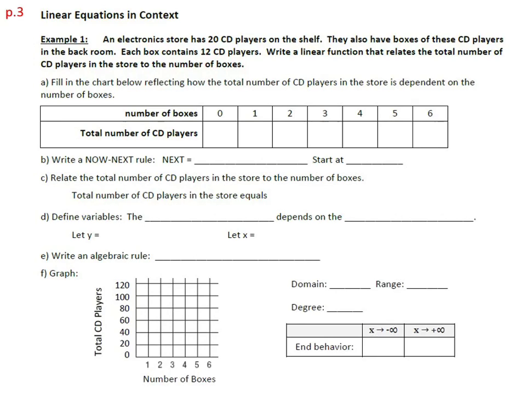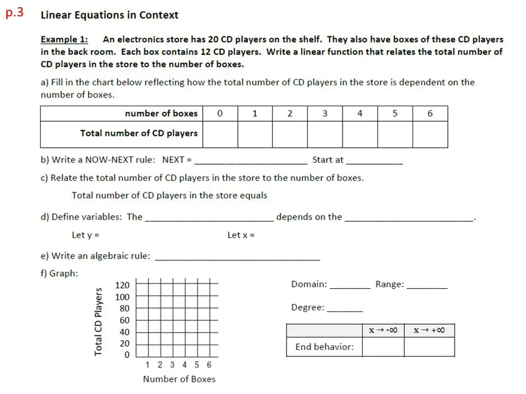An electronics store has 20 CD players on the shelf. They also have boxes of these CD players in the back room. Each box contains 12 CD players. We want to write a linear function that relates the total number of CD players in the store to the number of boxes. So let's start looking at the information they gave us in the problem.